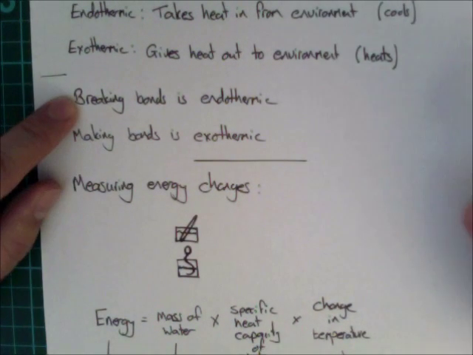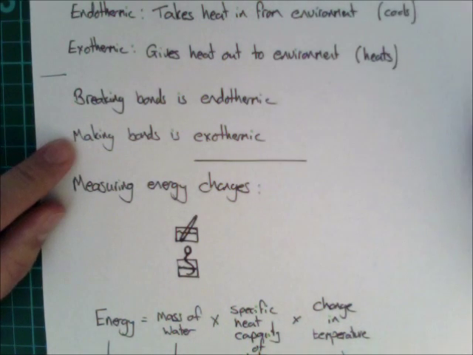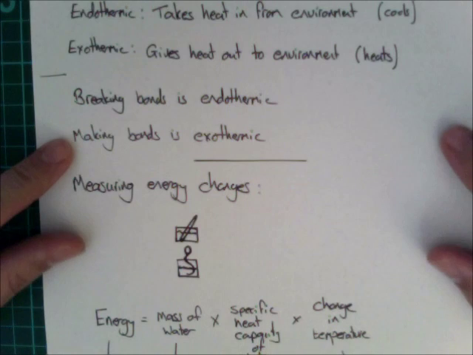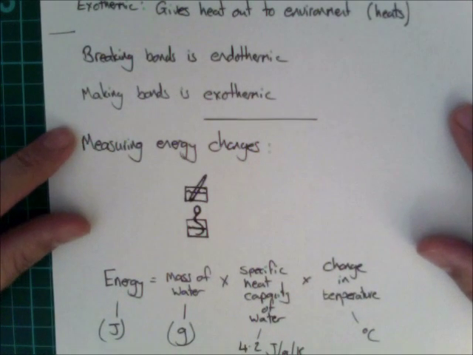In a chemical reaction, bonds are broken and made. The breaking of bonds is endothermic, you have to put energy in to break them. And making bonds is exothermic, so when a compound forms it gives out heat. You'll be asked how to measure energy changes.